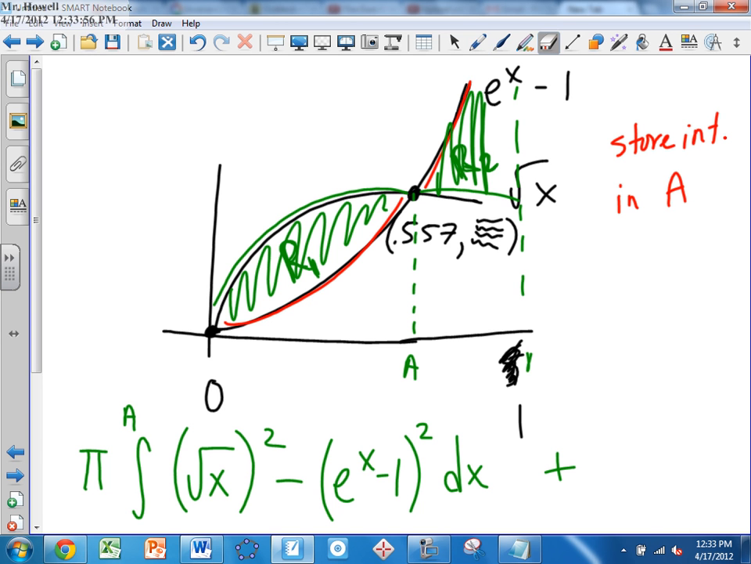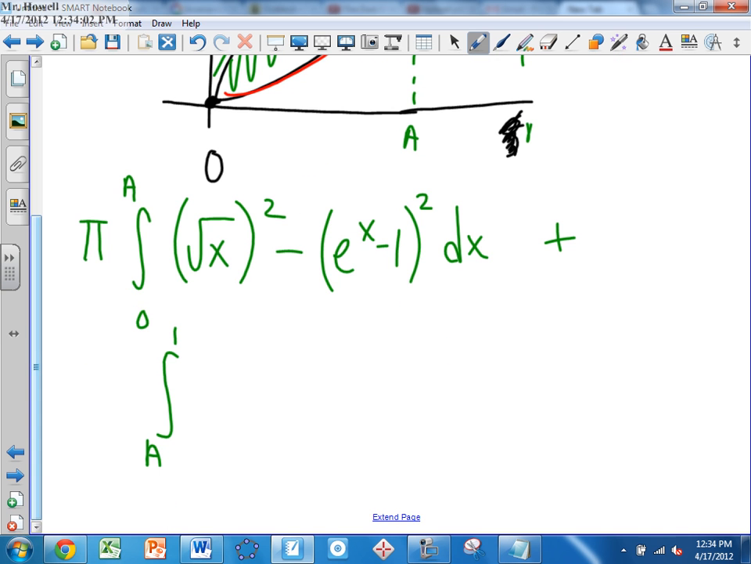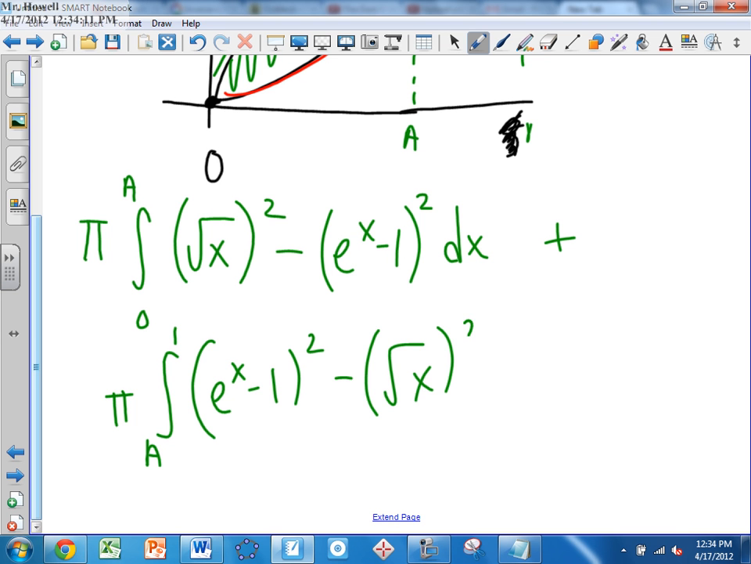Here, which we called 1. So we did from 0 to A, now we're doing from A to 1. So now it's the integral from A to 1 of the reverse. Put a pi out front. Now we've got e to the x minus 1 quantity squared minus radical x quantity squared dx.